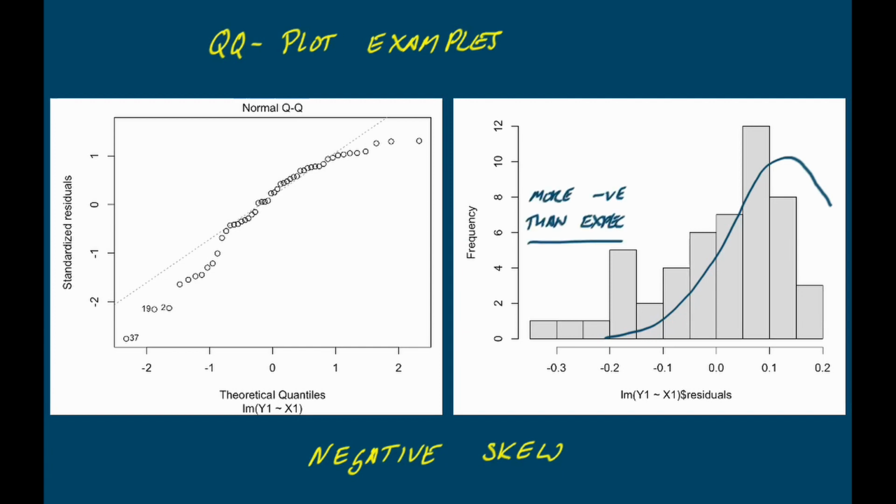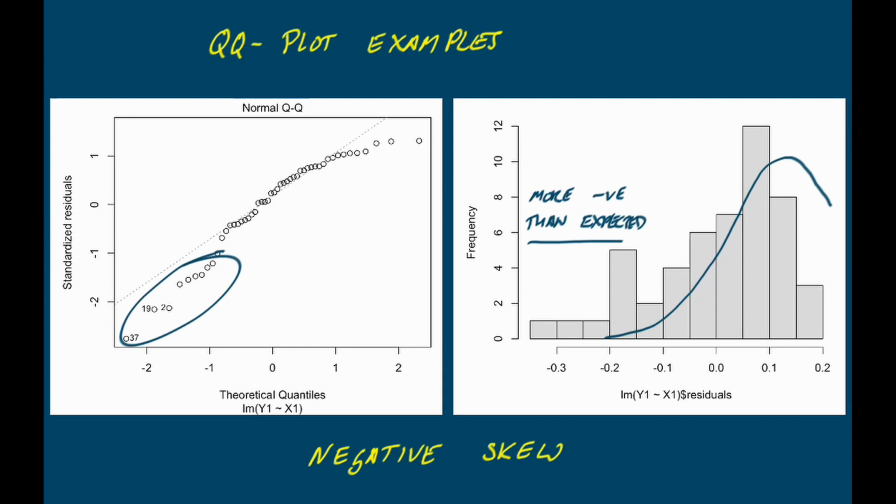So down here we've got values that are more negative than expected. So this is negative skew. We've got a long tail going off towards the negative end of the histogram. And these values that are more negative than expected correspond to these values on the QQ plot.